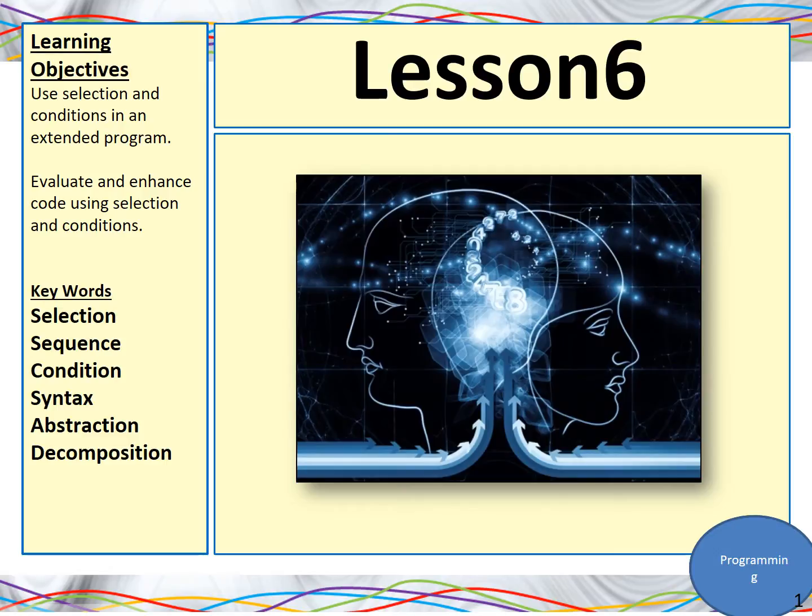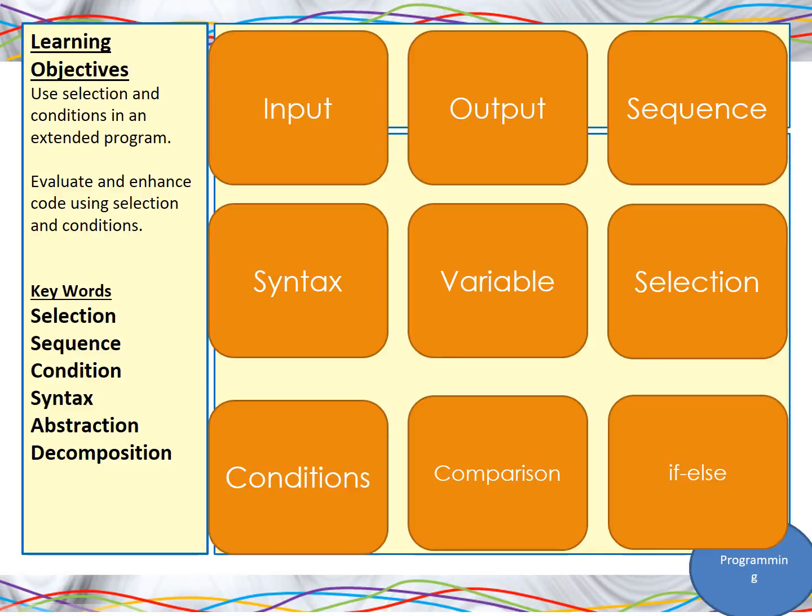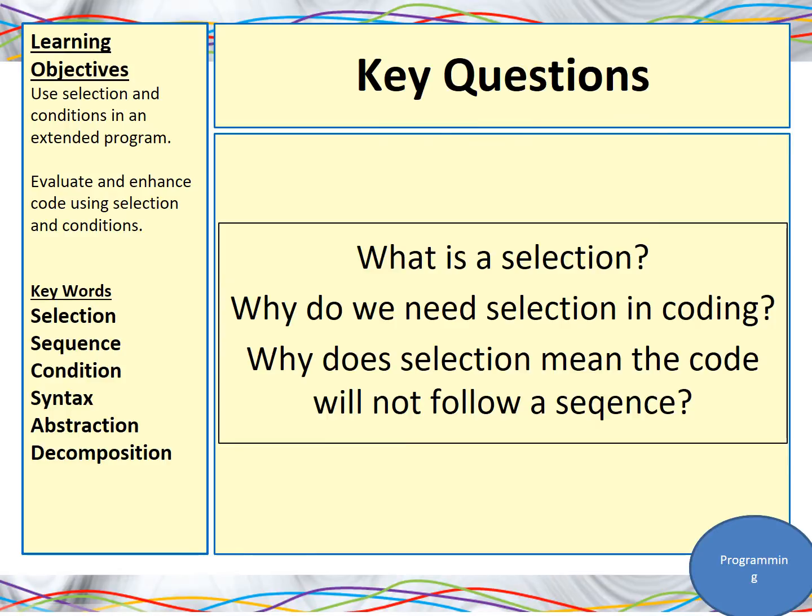This is lesson 6 in our Python scheme of learning. Our key questions for this unit are: what is selection? Why do we need selection in coding? And why does selection mean the code will not follow a sequence?